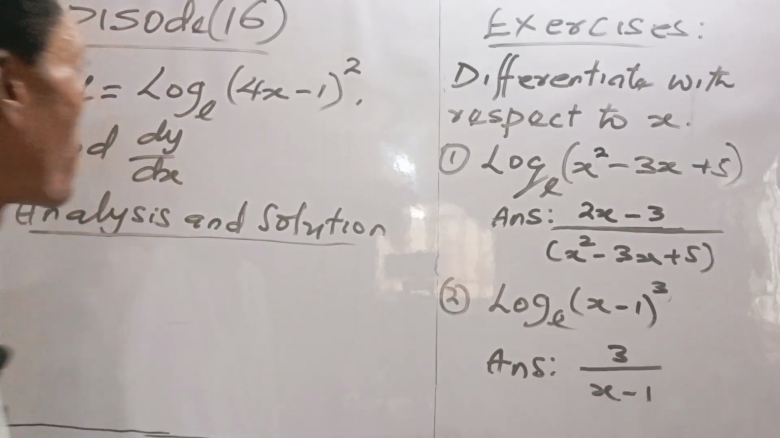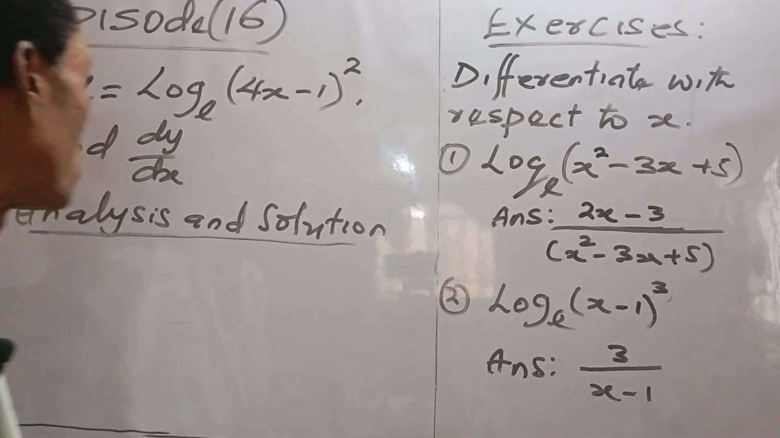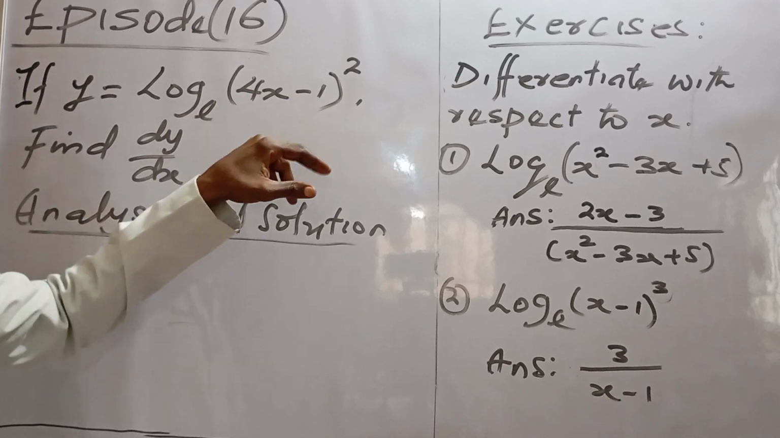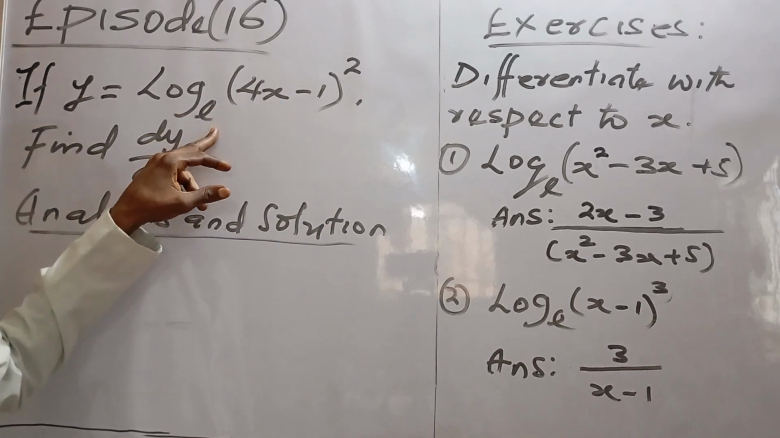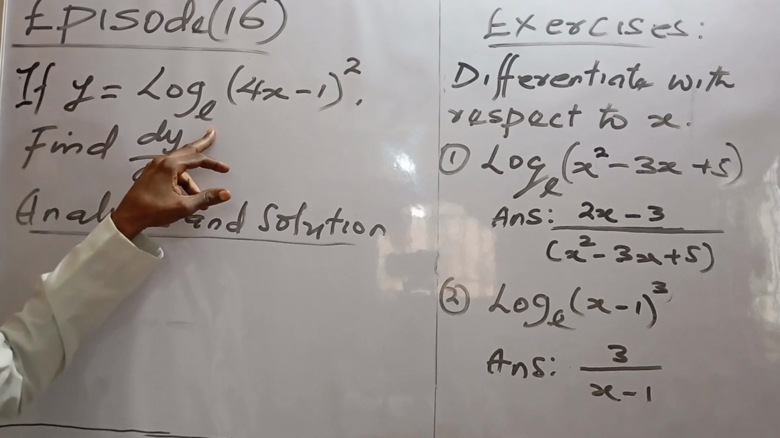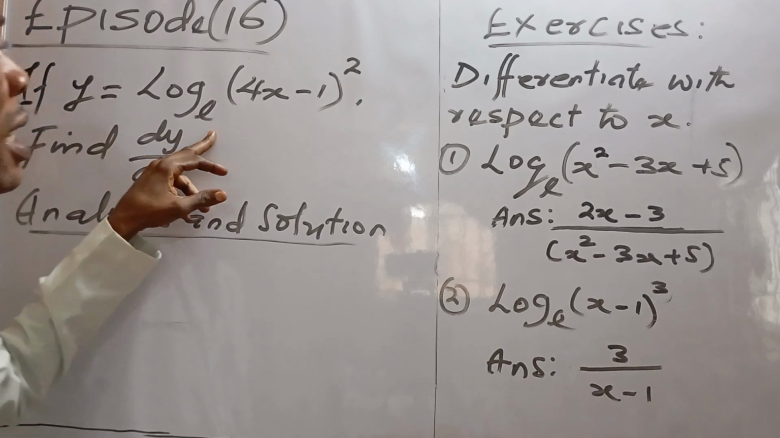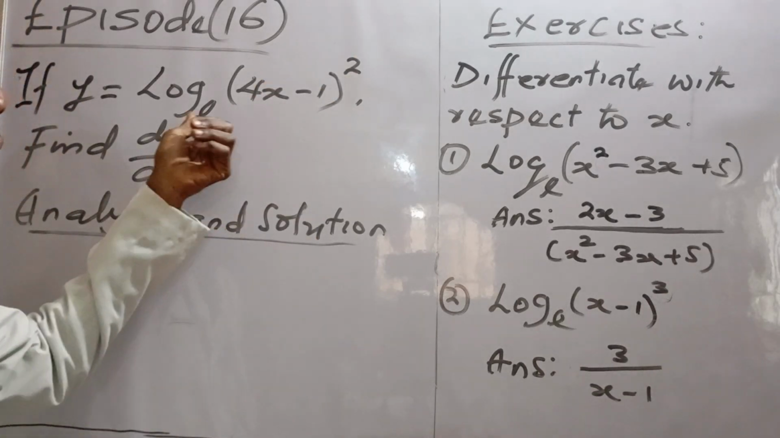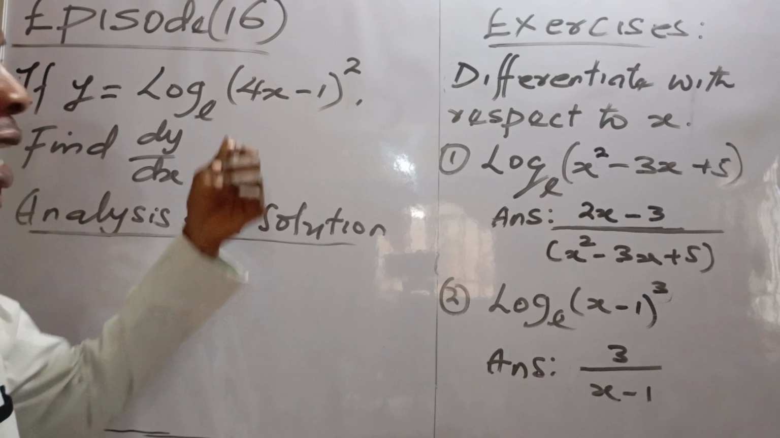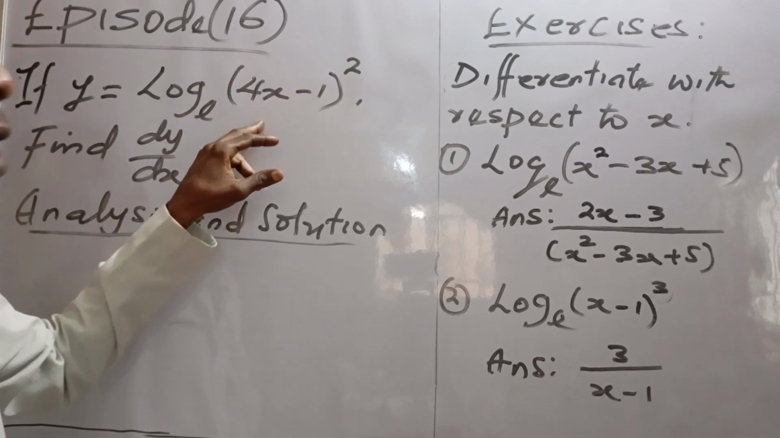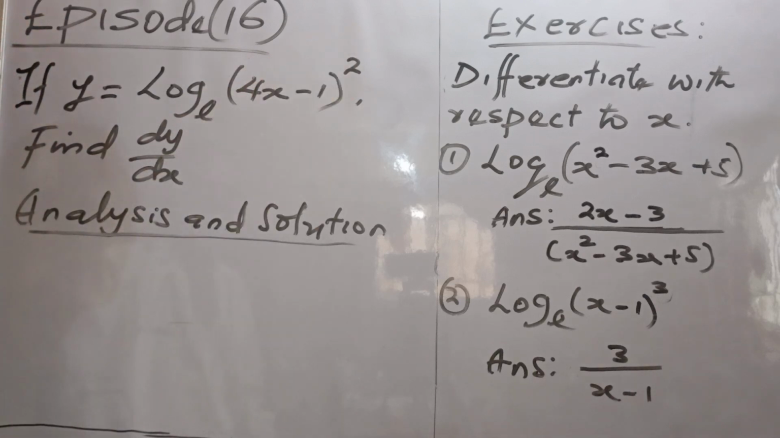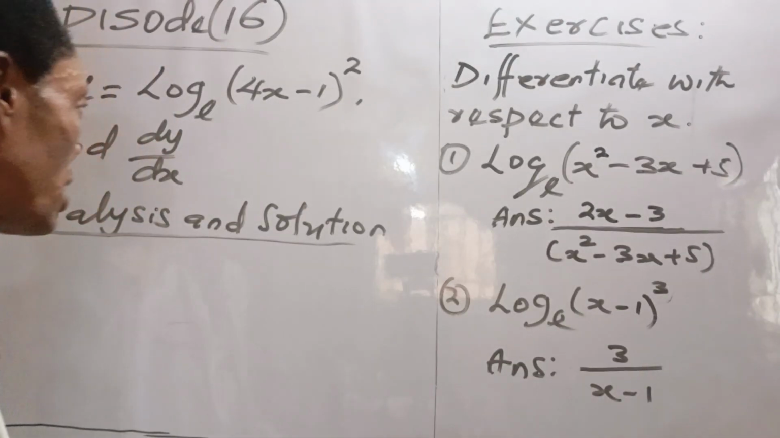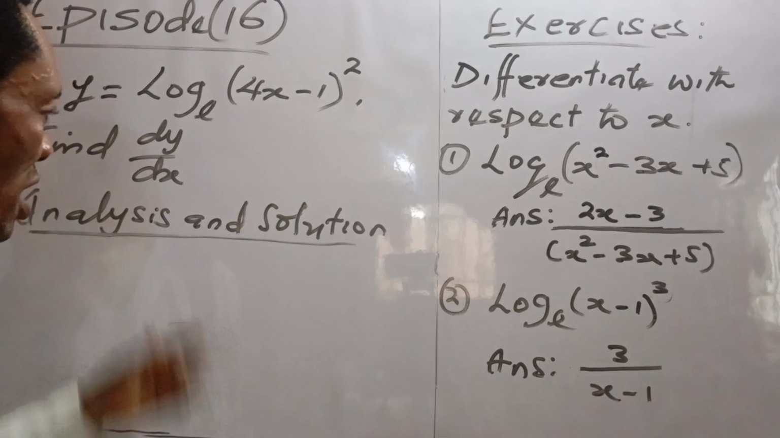Episode 16. And what does the question say? It says if y equals log of (4s minus 1) raised to the power of 2, base e. So this log to base e is also called what? Ln. Ln of (4s minus 1) raised to the power of 2. If you couldn't call it a log to base e, you call it ln. So we are asked to find what? dy/dx. That is the change in y as a result of change in s.